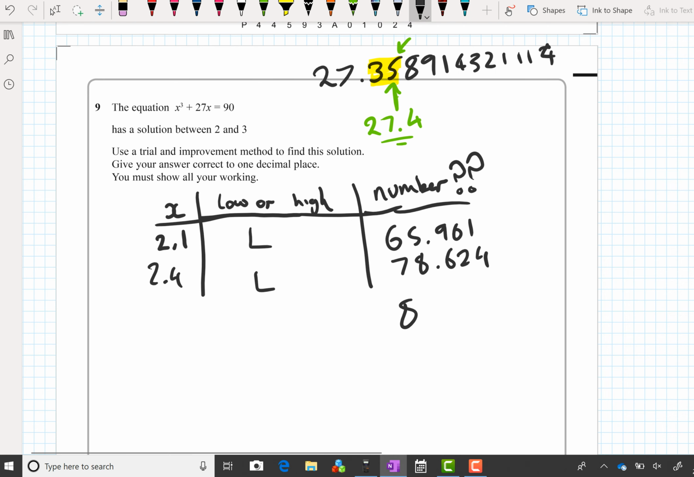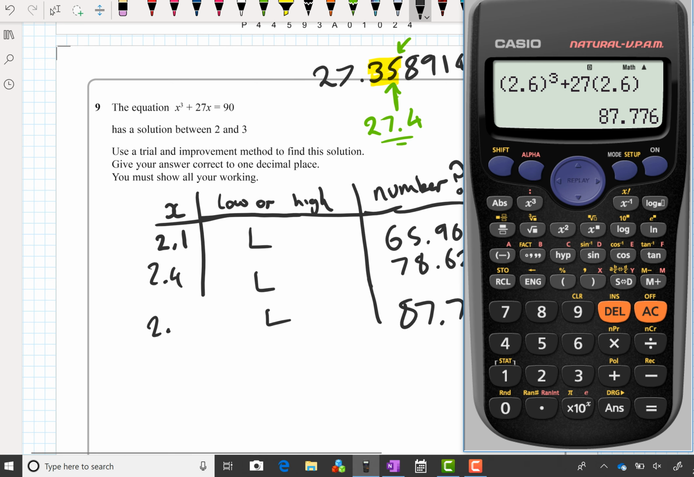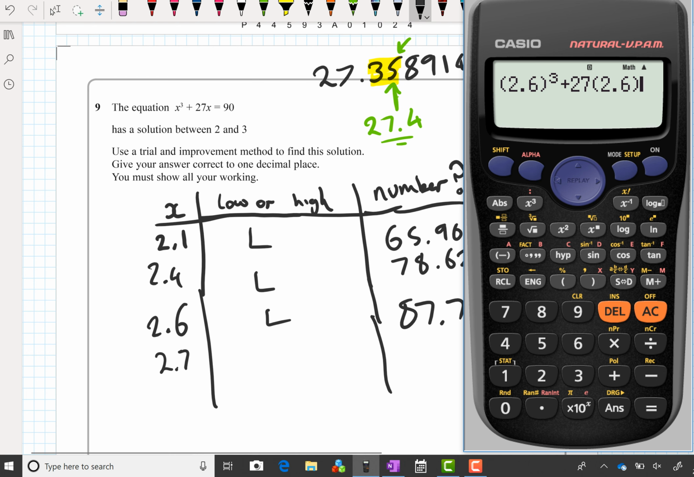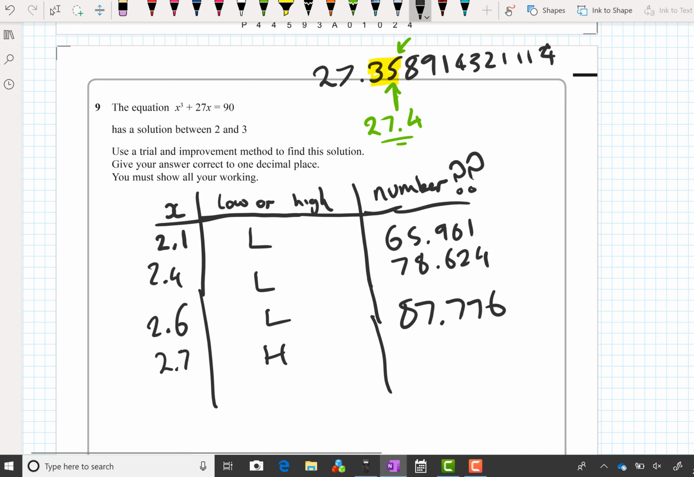87.776. Now that is getting super close. It's low. We tried 2.6. Let's now try 2.7. We're getting there. Left. Yes, I didn't delete it this time. Always learning, eh? 92.583. It's too high.